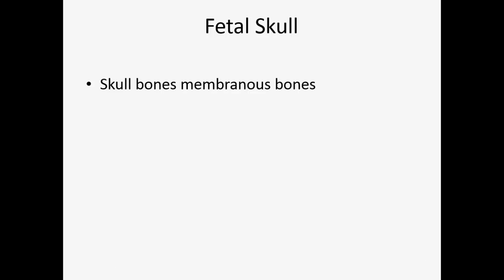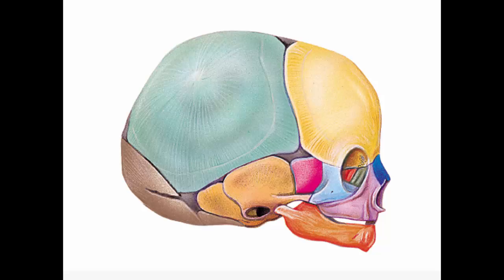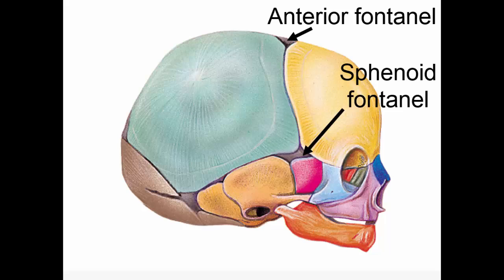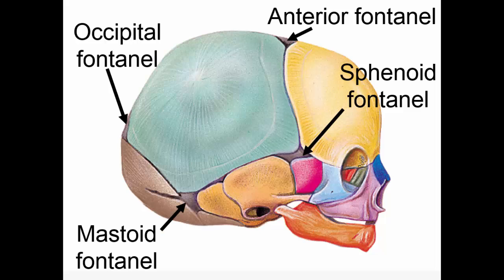The fetal skull is initially made of membranes, so this is a membranous bone kind of structure. The bones do not fully ossify until the second year of age. This leaves unossified areas known as fontanels, which are the soft spots in the infant's skull. They ossify once brain growth is complete. Each fontanel has a name. The anterior fontanel is the most prominent and the one that most of you have probably seen on an infant's skull. The sphenoid fontanel, the mastoid fontanel, and then the occipital fontanel. These are the four major fontanels of the fetal skull.